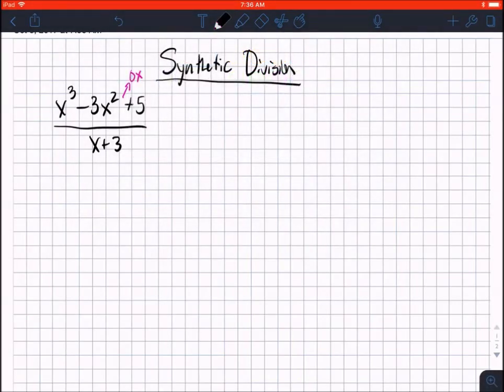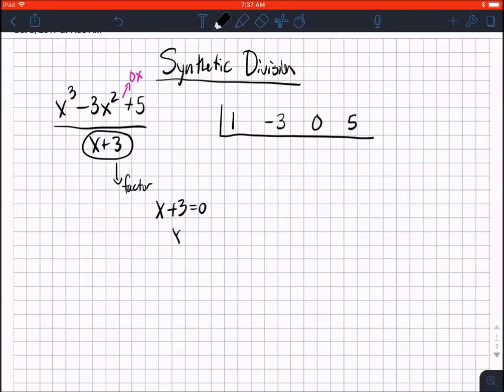All right, so for synthetic division, we're going to get rid of all the x's and just write the coefficients. So the coefficient of x cubed is 1. Coefficient of x squared is negative 3. Then the coefficient of x is 0, and then the constant is 5. And then to get what we're dividing by, x plus 3 is a factor. So what would be the corresponding root? The corresponding root would be negative 3. So we're going to divide negative 3 in with our synthetic division.